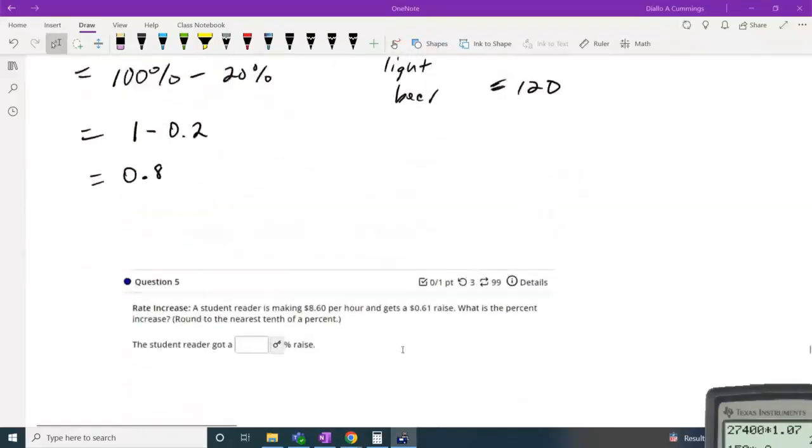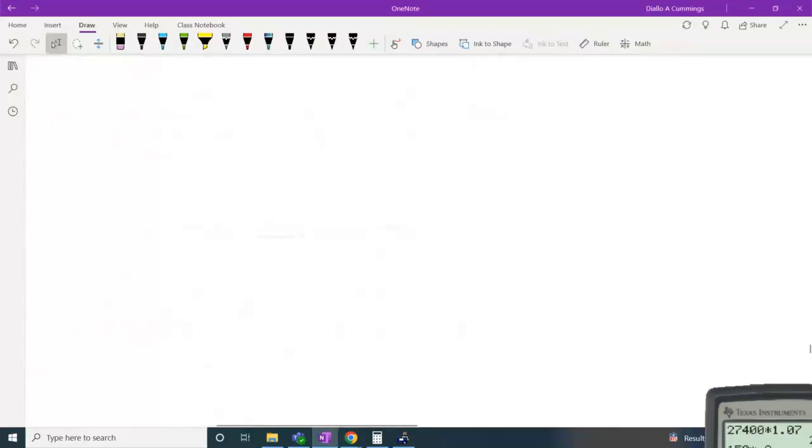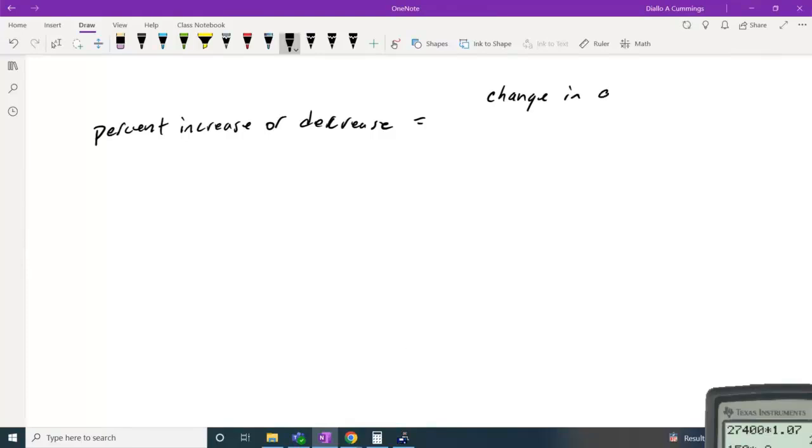All right, now here is the actual percent increase/decrease formula. Okay, it's percent increase or decrease. And we'll take a look at both examples. And the formula says it's the change in amount. So now the change in amount is always going to be positive.